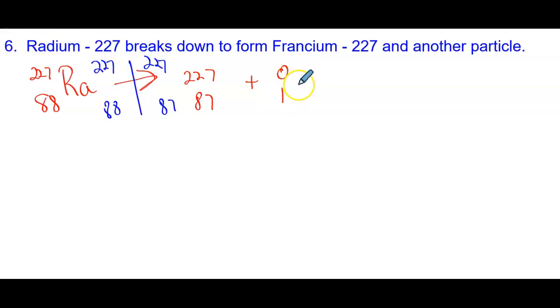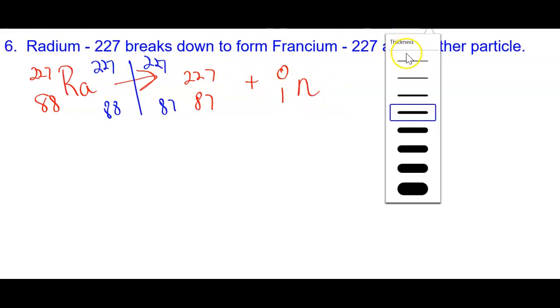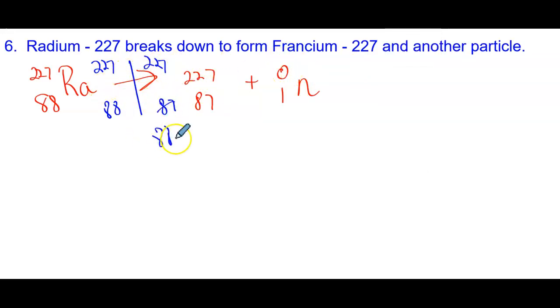Okay, so then we know this is a neutron. Let's double check our math. So we've got 227, 227 plus 0 is 227, 87 plus 1 is 88. So the top numbers are equal, bottoms are equal. We are good to go.